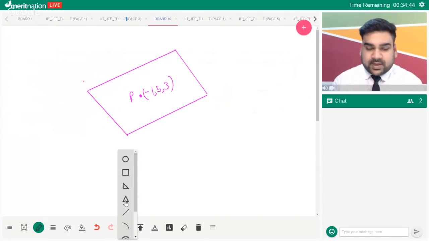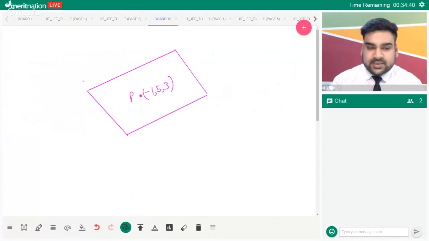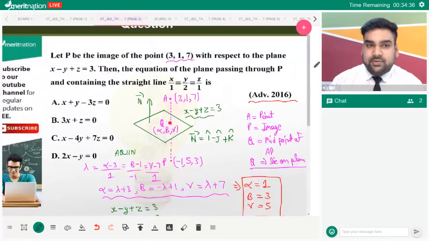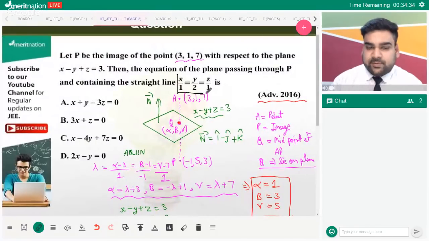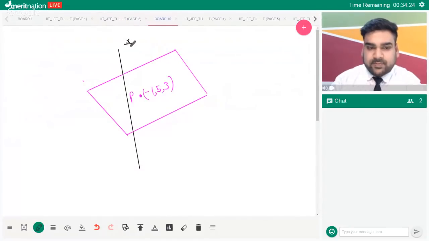And this plane also contains a line. There's a line given to you. Let's say this is our line, and the equation of this line is given to you. The equation of this line is x over 1 is equal to y over 2, that's equal to z over 1. So the equation of this line that's given to you guys, x over 1 that's equal to y over 2 that's equal to z over 1.